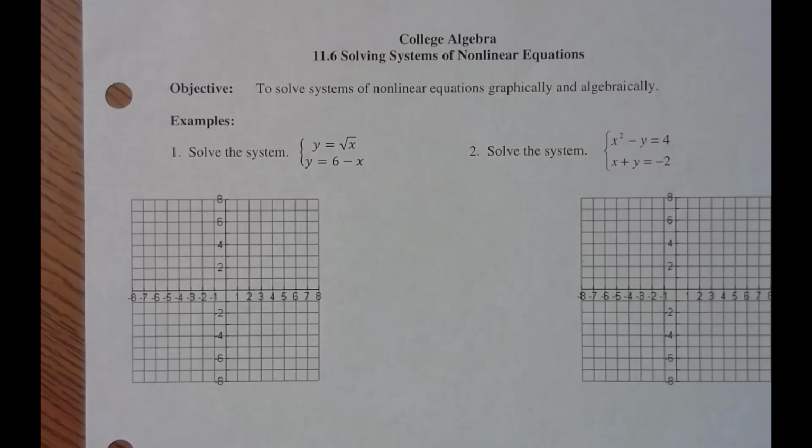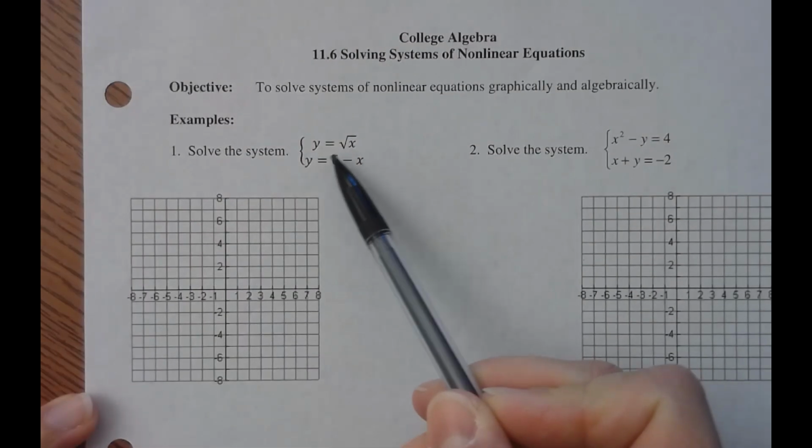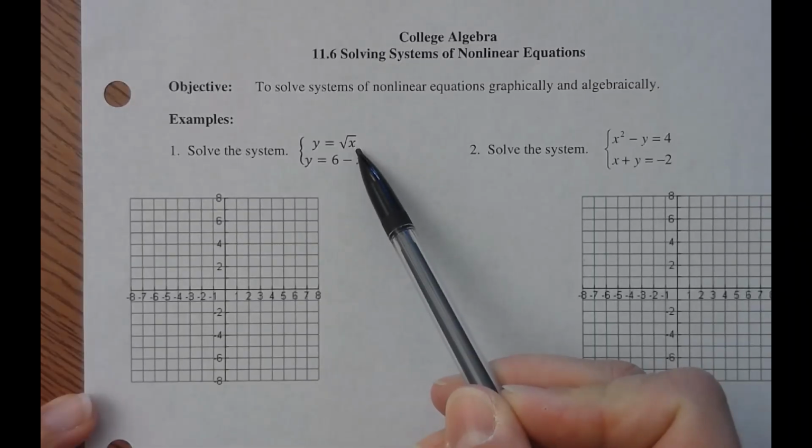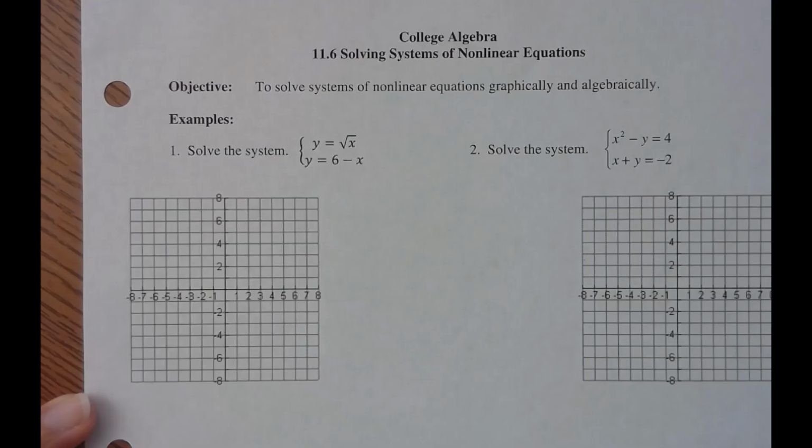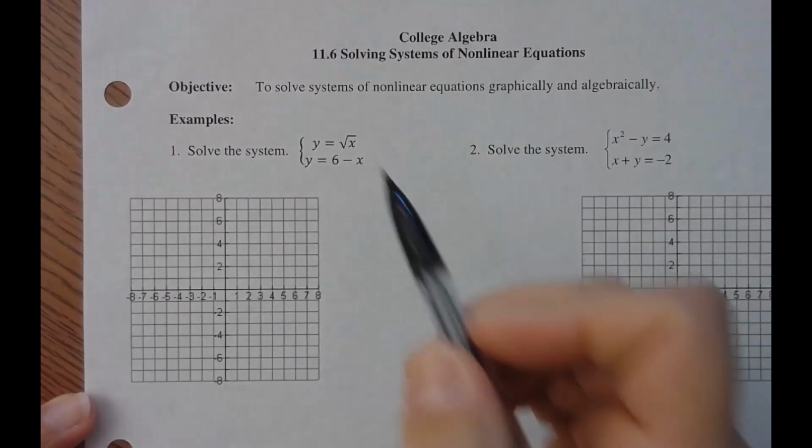Today we're going to solve systems of nonlinear equations, and we're going to solve them both graphically and algebraically. So first, take a look at this system. y equals the square root of x, and y equals 6 minus x. Hopefully you can recognize what shape the graph is going to be.